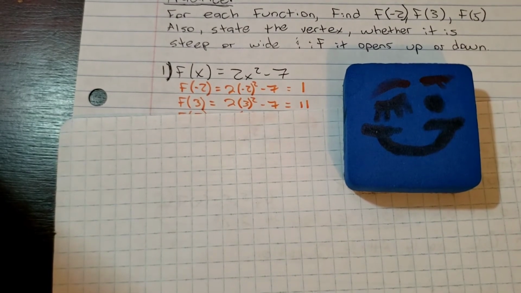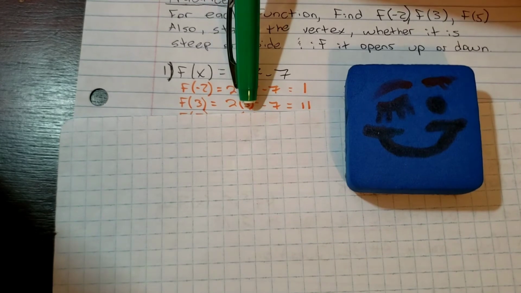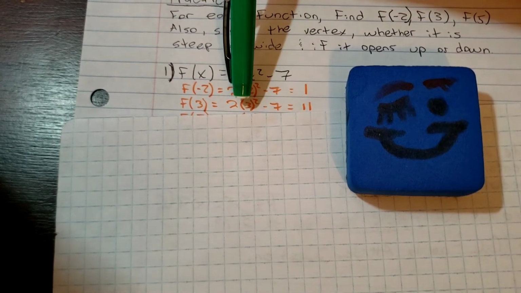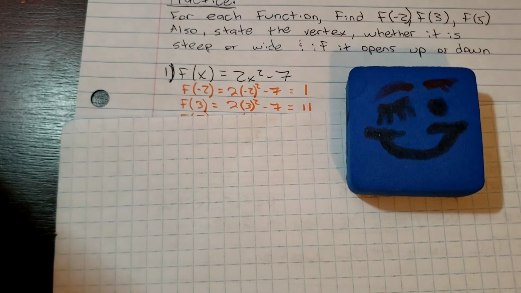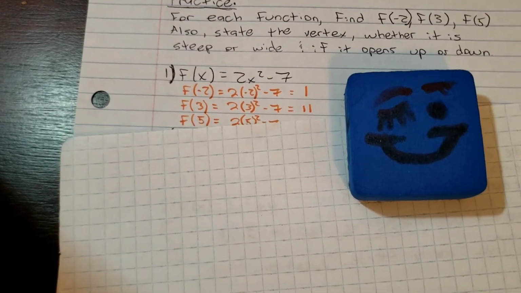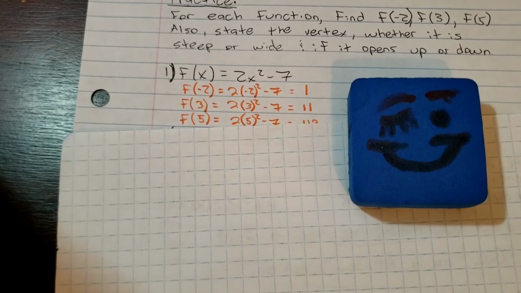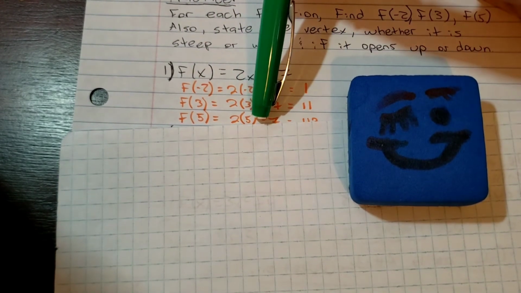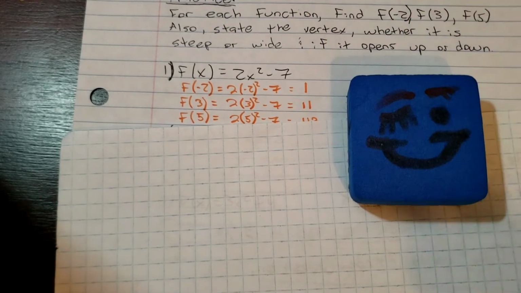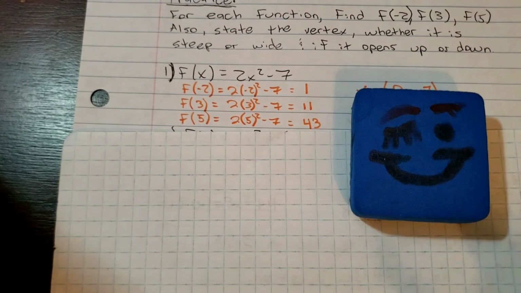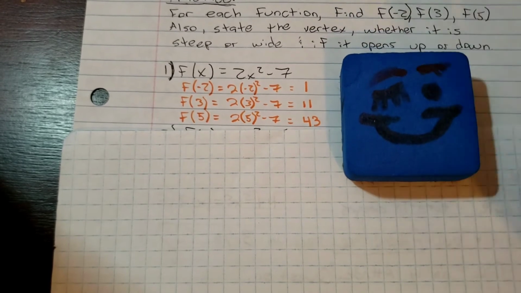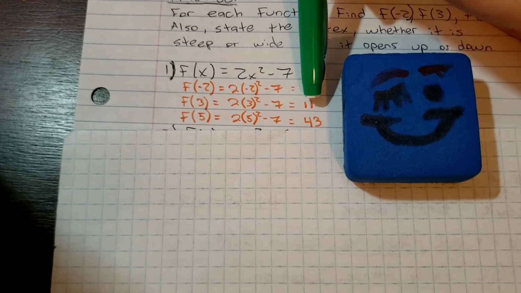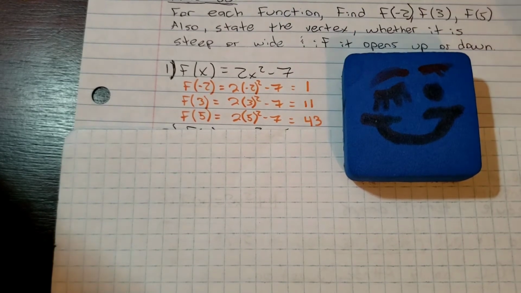Plug in 3. 2 times 3 squared, well, 3 squared is 9. 9 times 2 is 18. 18 minus 7 is 11. And 5, right? 5 is not a whole lot bigger. So that's going to give me 5 squared is 25 times 2 is 50 minus 7 is 43. Wow. So between 2, 3, and 5, we go from 1 to 11 to 43.